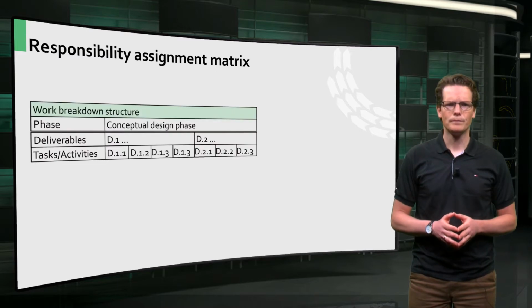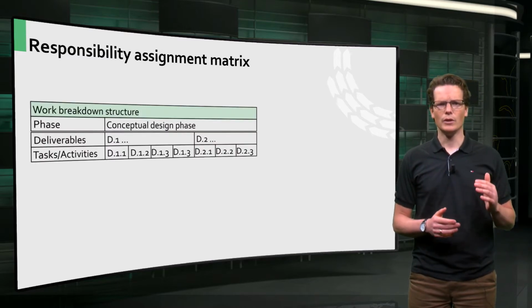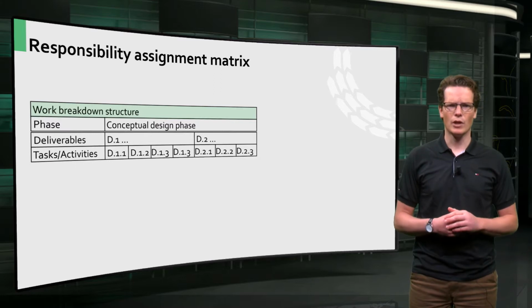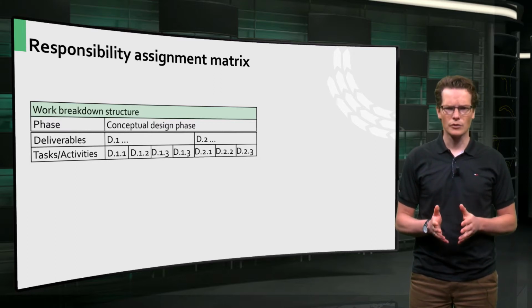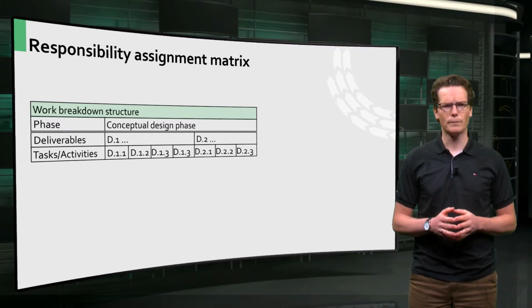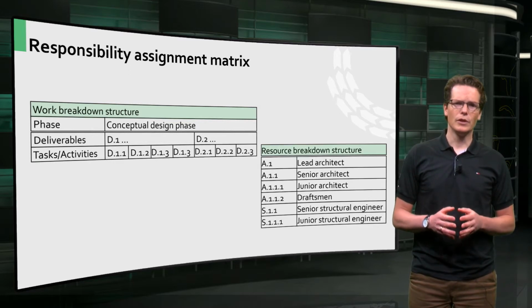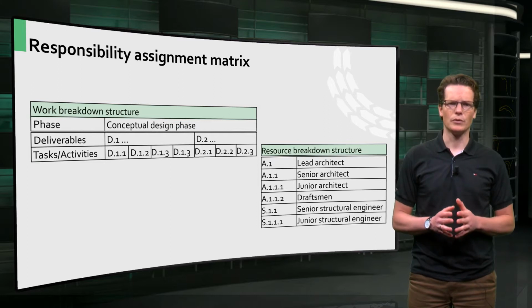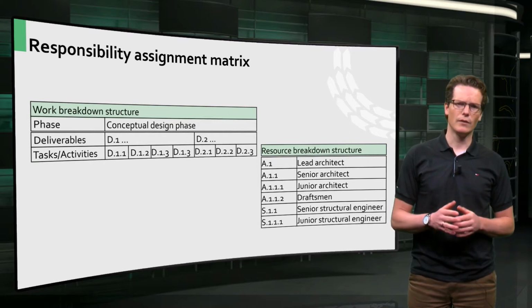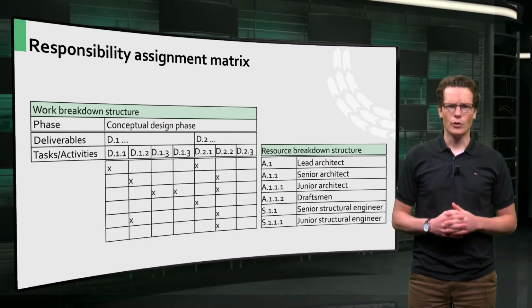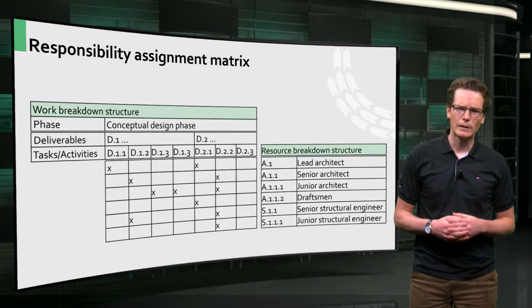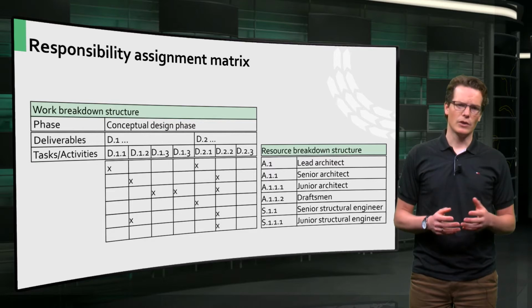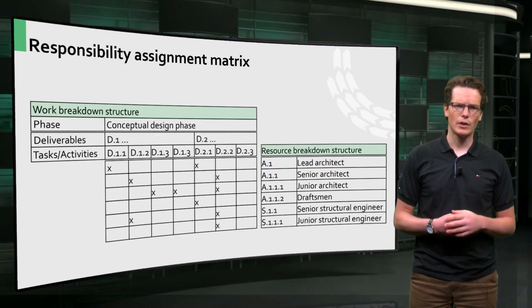Here's an example. At the top you see the work breakdown structure of the conceptual design phase, showing the deliverables, tasks and activities that need to be performed. At the right you see the resource breakdown structure, showing all the personnel resources that you could assign to the tasks and activities. Merging the two gives you a responsibility assignment matrix. In this example, the X defines specific resources assigned to complete a specific task.